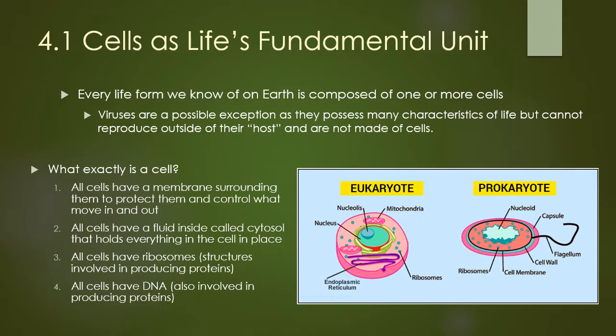All cells have ribosomes, which are structures that are involved in producing proteins, and all cells have DNA. And you can see the DNA is in this area here in this cell, and it's all these blue lines here in this cell. And DNA is also involved in producing proteins. So those are four things that no matter what type of cell you're looking at, they will all have those four characteristics: cell membrane, cytosol fluid on the inside, ribosomes, and DNA.